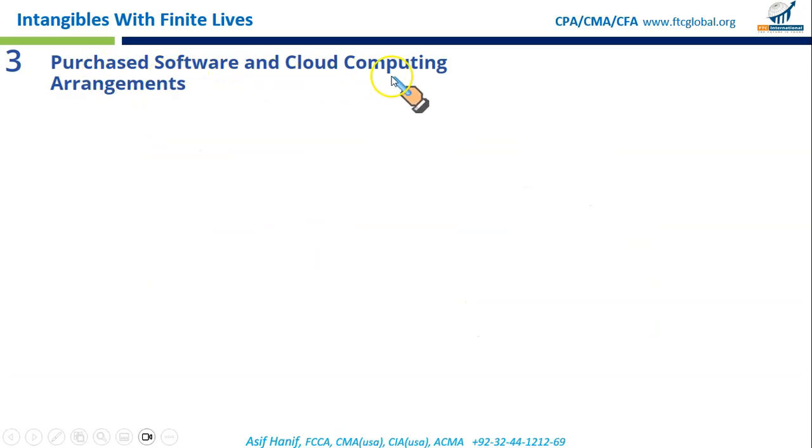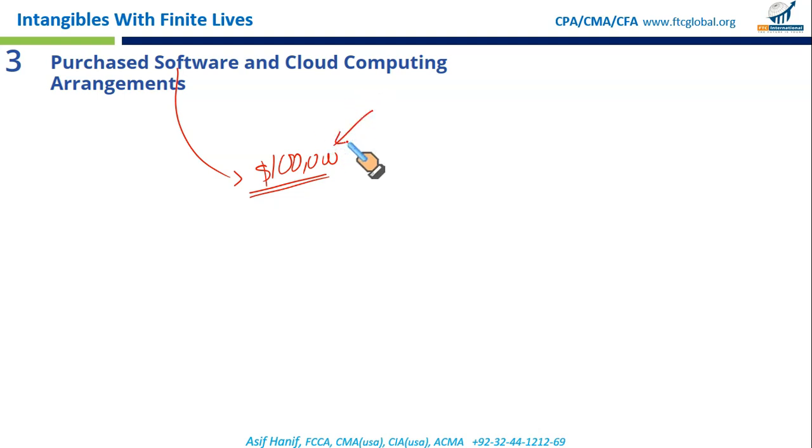Purchased software and cloud computing arrangements. Let's first discuss the software that you acquired. Let's say your company has acquired a software for its own use by spending $100,000. So we are going to record this amount as an intangible asset on the balance sheet for the amount we paid. And now, since it's an intangible asset, it needs to be amortized.